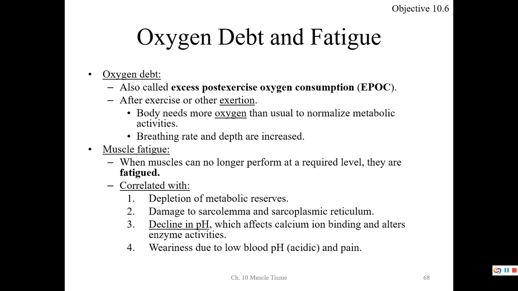And we're also just weary due to the acidity that we have in the blood. The pH gets low, a low blood pH, more acidic. And we get pain, we get weary, and we want to quit.